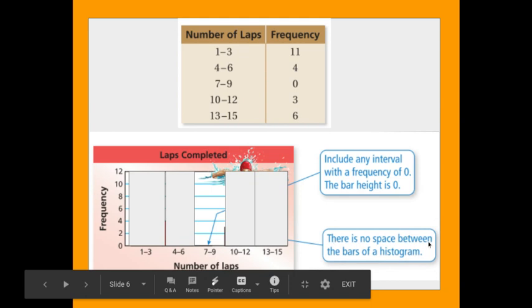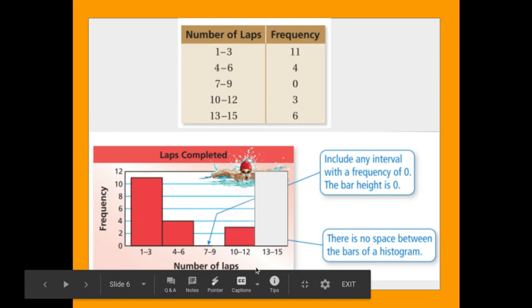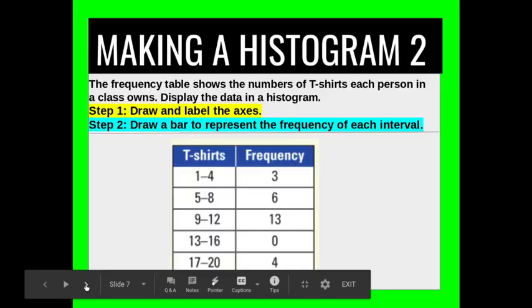So there's no space between the bars of a histogram. So all the bars have to be connected. But obviously, if it's a 0, then you're going to notice a space here. So the number of laps for 1 through 3, the frequency is 11. So my bar is going to go up to 11. For 4 through 6, frequency is 4. 7 through 9 is 0, so it's just going to be at 0. 10 through 12 is 3. And 13 through 15 is 6. Notice there are no spaces in between my bars, and the intervals are the same exact distance apart.